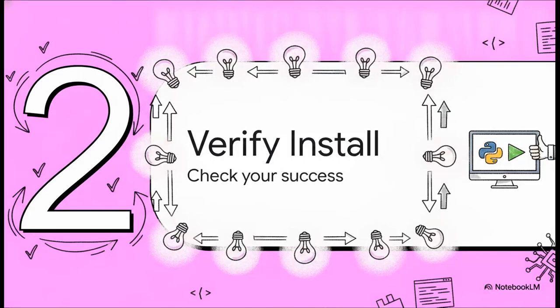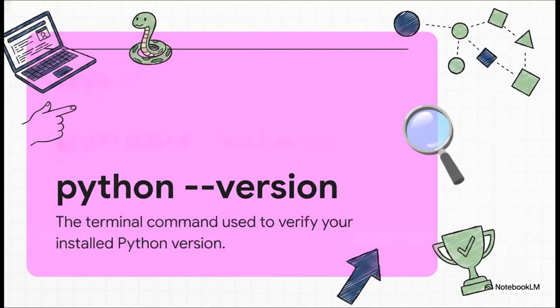Moving right along to section 2, verifying your installation. Let's make sure this setup was an absolute success. To do this, open up your command prompt if you're on Windows or your terminal if you're on a Mac. Then just type the command python --version, or you can just use python -V. Hit enter and celebrate your very first win when your installed Python version proudly pops up on the screen. That proves your machine is officially ready to read Python.